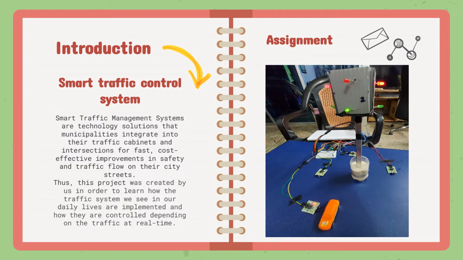Smart traffic management systems are technology solutions that municipalities integrate into their traffic cabinets and intersections for fast, cost-effective improvements in safety and traffic flow on their city streets. Thus, this project was created by us in order to learn how the traffic systems we see in our daily lives are implemented and how they are controlled depending on the traffic in real time.